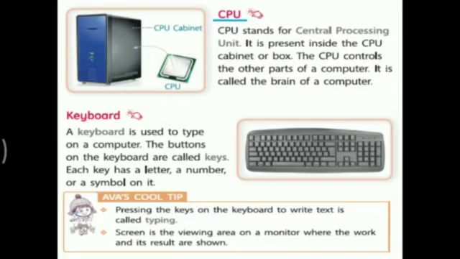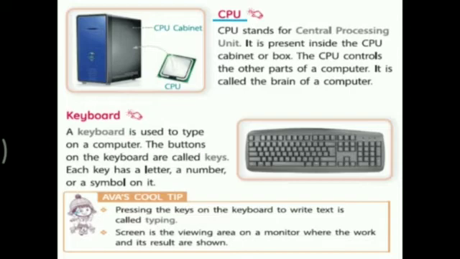CPU stands for Central Processing Unit. It is present inside the CPU cabinet or a box. A CPU controls the other parts of the computer. It is called the brain of a computer. That means in this figure we can see the CPU cabinet or the box. The CPU is present inside this CPU cabinet. We can see the small CPU, right? Which is called the brain of the computer. A CPU processes every input and gives us results.